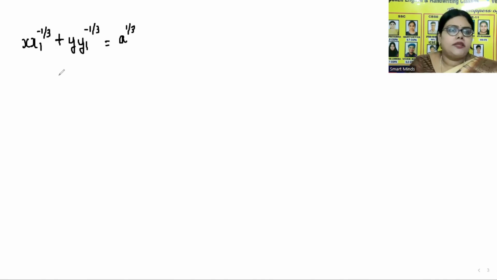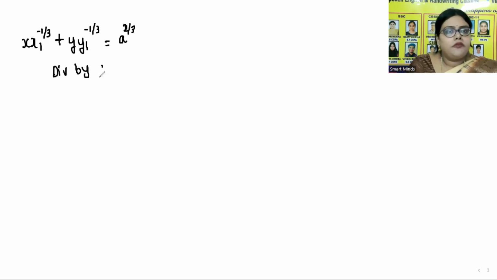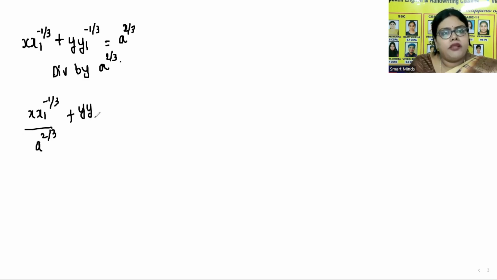Now we got this statement, okay? Now we will divide this by a power 2 by 3, no? Yeah. So we will divide this by a power 2 by 3. So you will get x1 power minus 1 by 3 by a power 2 by 3 plus y1 power minus 1 by 3 by a power 2 by 3 is equal to 1.